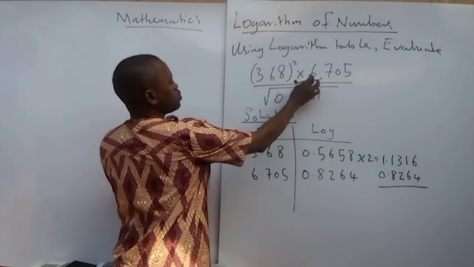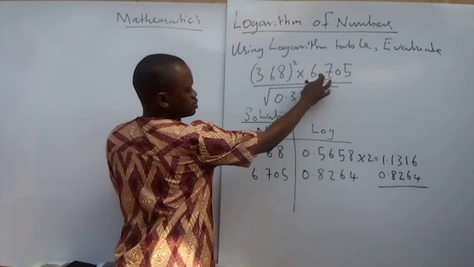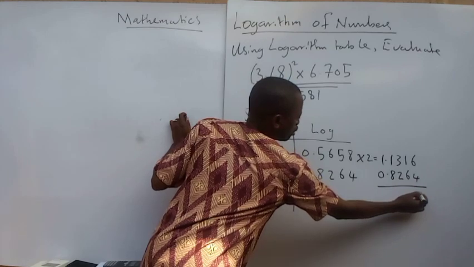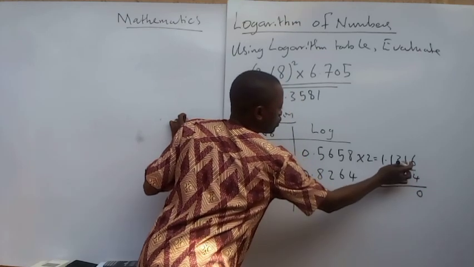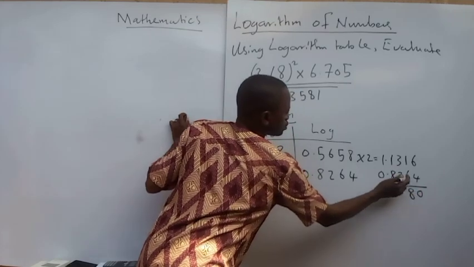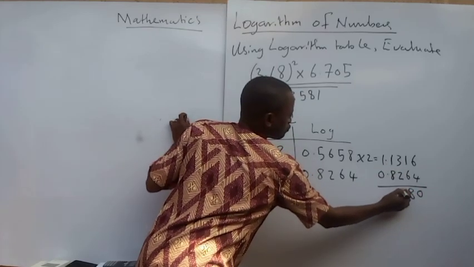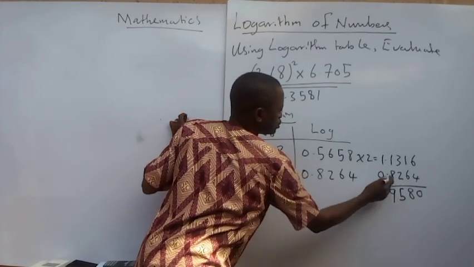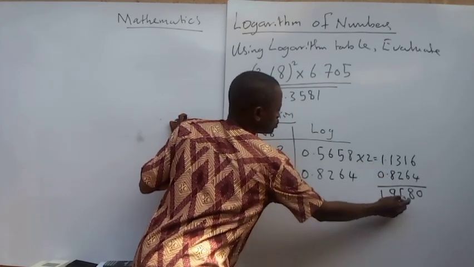The logarithm of this will be added to the logarithm of this. So that will be 6 plus this 4. That will be 10. I'll write 0 carry 1, put it here. 2 plus 6 is 8. Then 3 plus 2 is 5. 1 plus 8 is 9. Then 1 plus 0 is 1 point this.